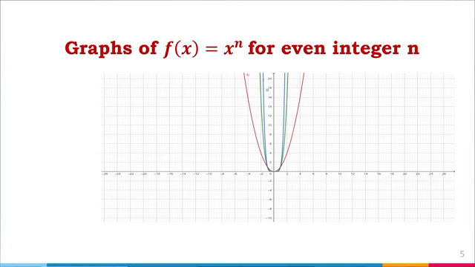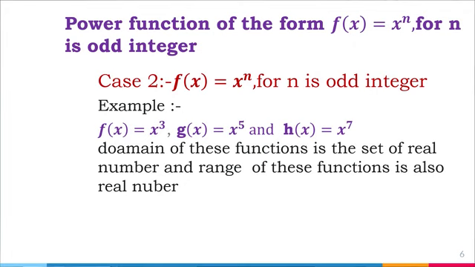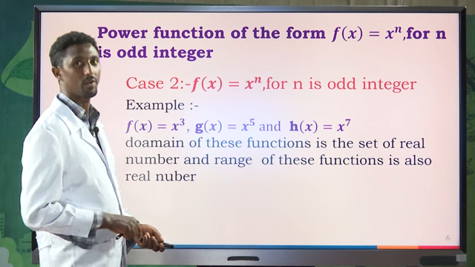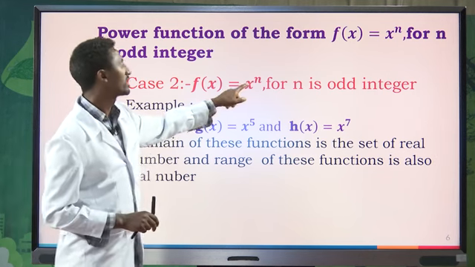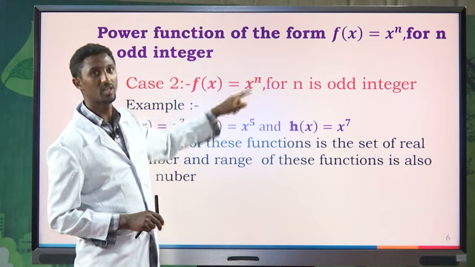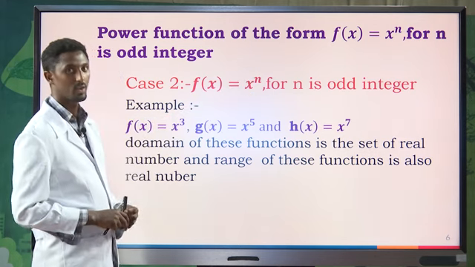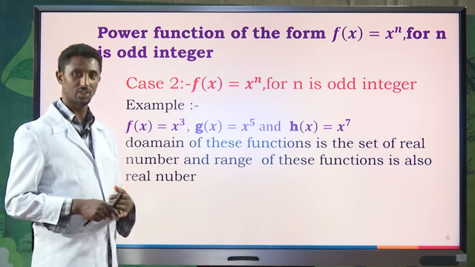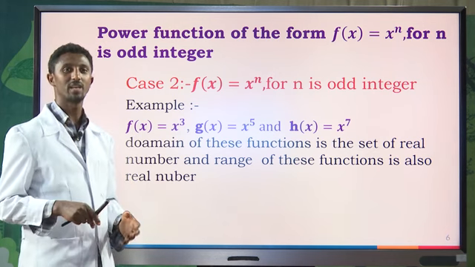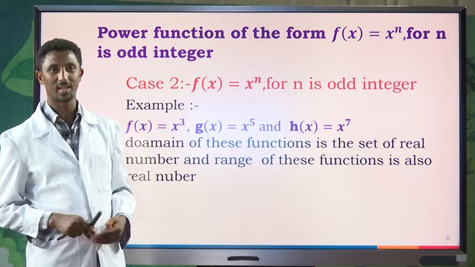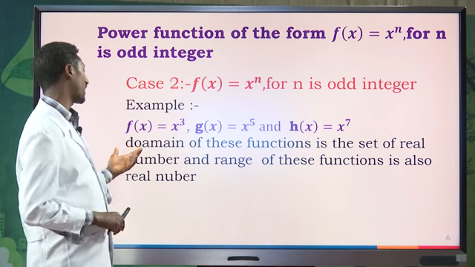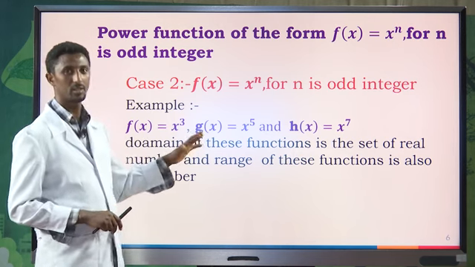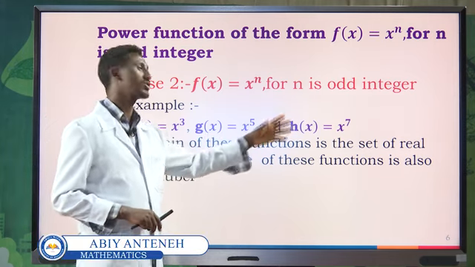And the graph of f of x equals x to the power of n for even integer looks like this. Then case 2, a power function of the form f of x equals x to the power of n for n odd. Now, when the power n is an odd integer, we'll determine its domain, range, and what the graph of such power functions looks like. These are some examples: x to the power of 3, x to the power of 5, x to the power of 7.